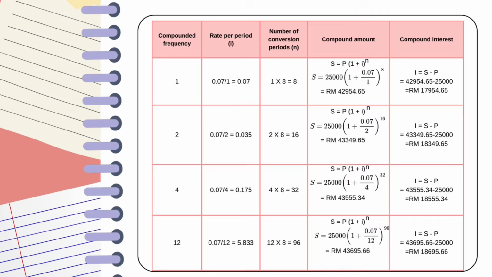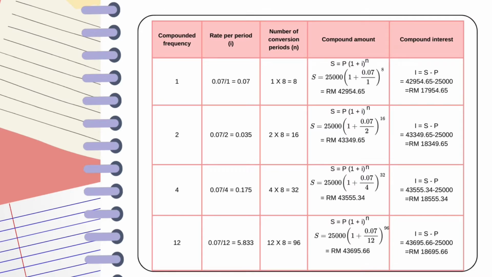For question 2 Roman, we need to find the rate per period, or i equals K over M. For annually, i equals 0.07. For semi-annually, i equals 0.035. For quarterly, i equals 0.0175. For monthly, i equals 0.005833.